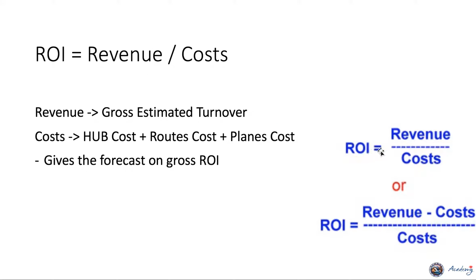I'm going to look into two different formulas for ROI today. I actually use both of them in the scheduler and ROI calculator I have made available for you. How does this work? The first one is ROI equals revenue divided by cost. The revenue there will be your gross estimated turnover, which I get from the Ultimate Wings configurator. Just watch the video about that, as well as the ROI calculator I made available for you, and you will understand that much better. Costs will be your hub cost plus your route cost plus your plane costs.